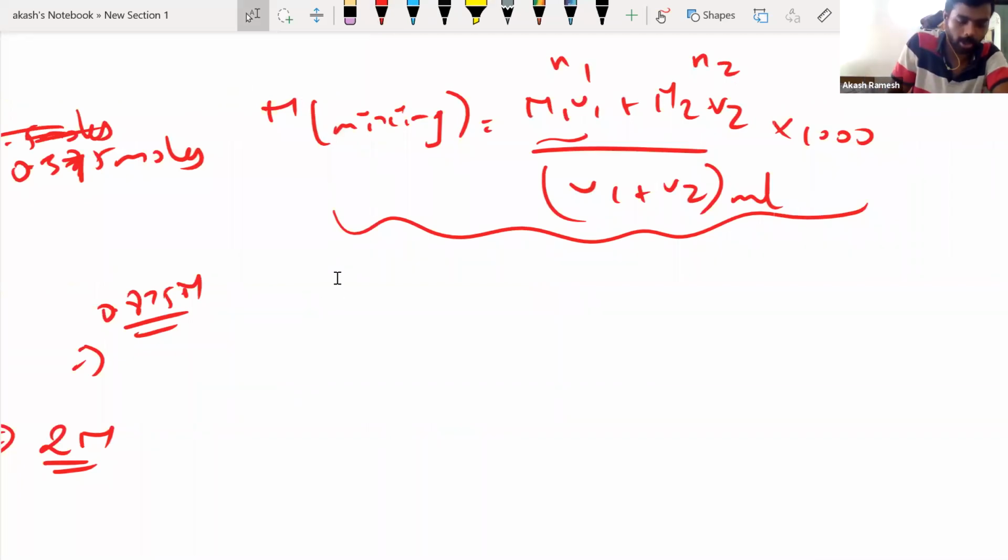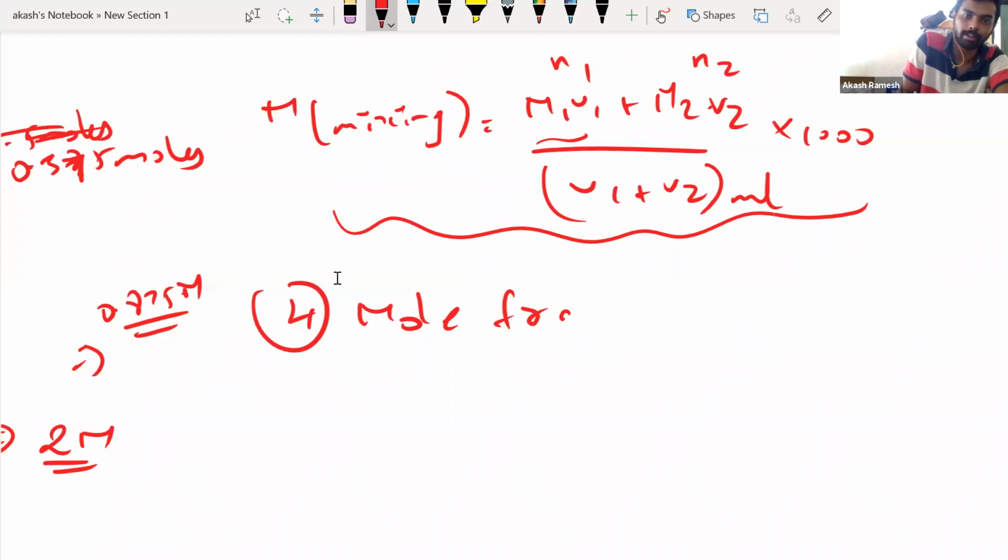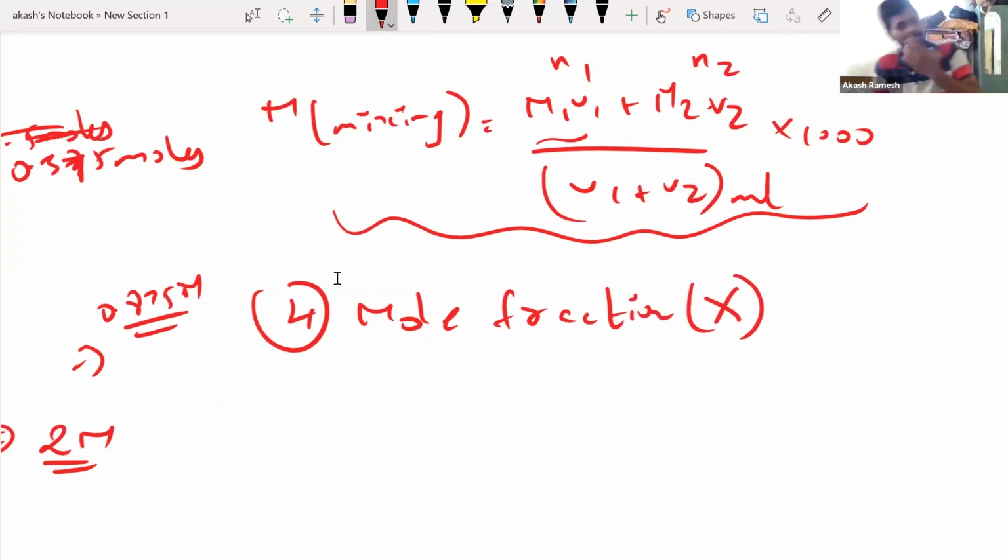Now I think we'll concentrate on the other concentration terms. Now, we saw percentage composition, molarity. The fourth one we are going to see is this mole fraction, and it is denoted by the letter X. Okay. Now we'll take the definition first, and then we'll see what it is.